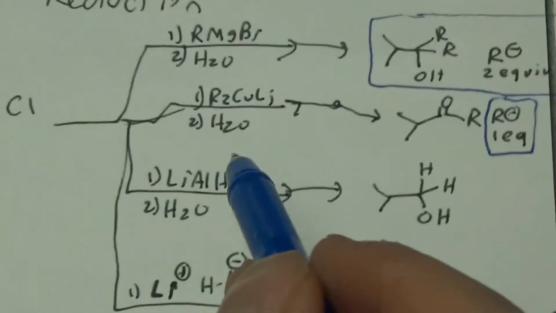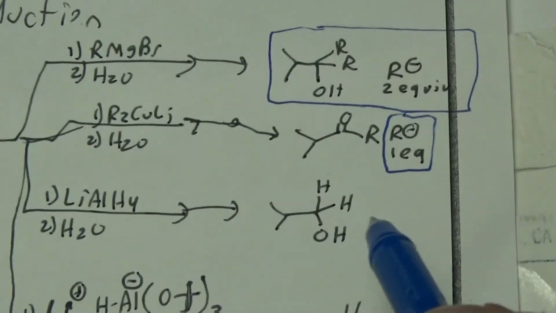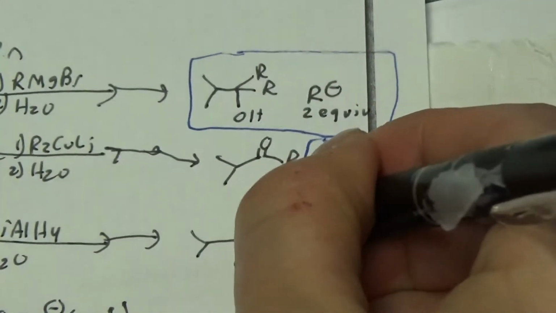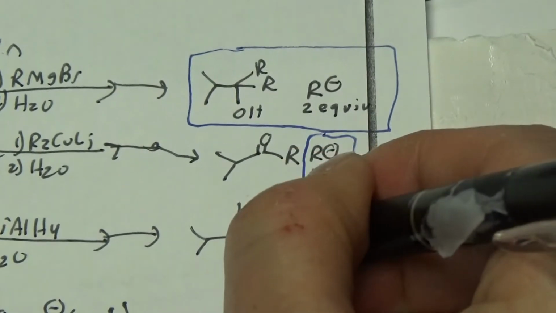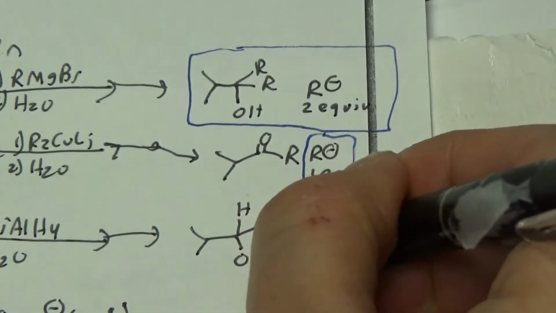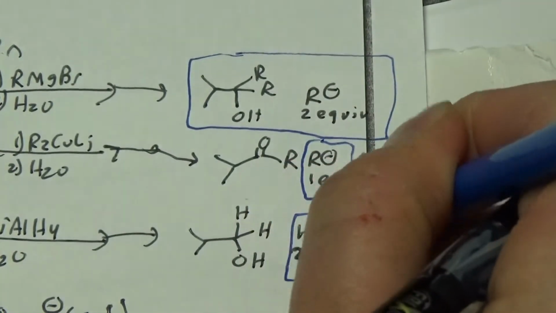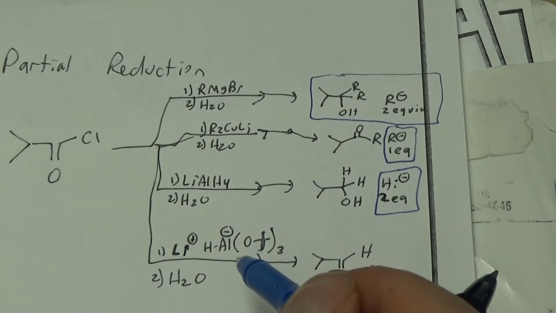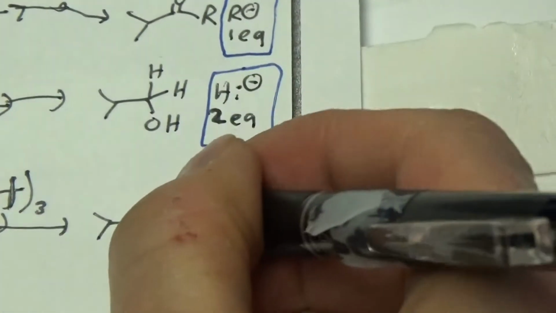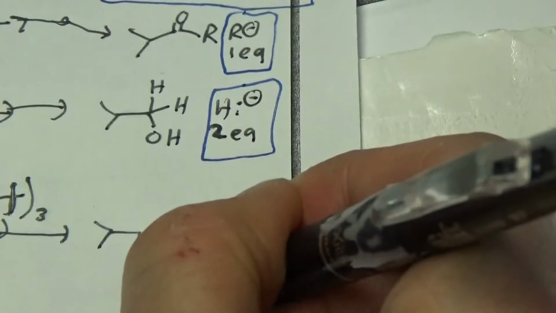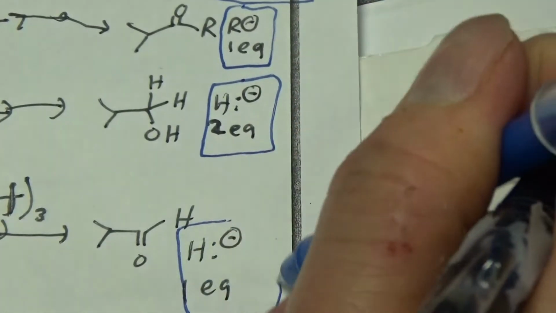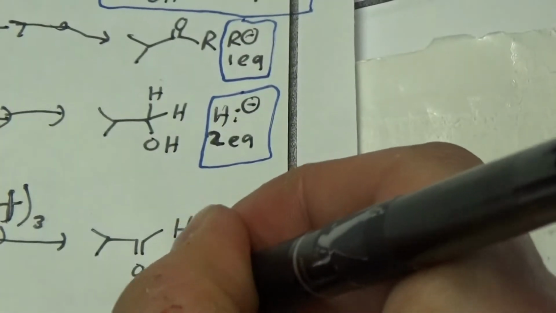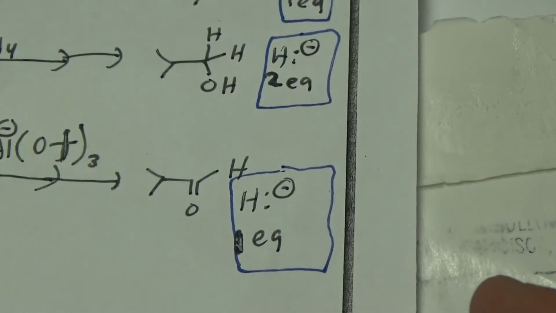Now lithium aluminum hydride, how many H's are being added? 2, right? So we could call this an H minus 2 EQ reagent, right? Because we added 2 H's. And then what would the lithium tri-tert-butoxy aluminum hydride be? It would be an H minus, how many equivalents? How many H's got added? 1 equivalent. H minus 1 EQ. So sometimes I'll use that terminology also, just to remind you, of course, what we're adding. 2 equivalents, 1 equivalent, right?